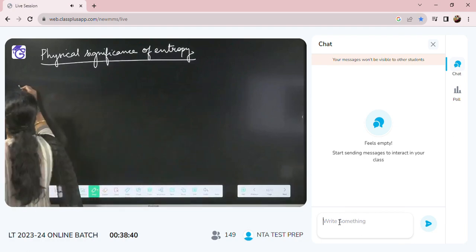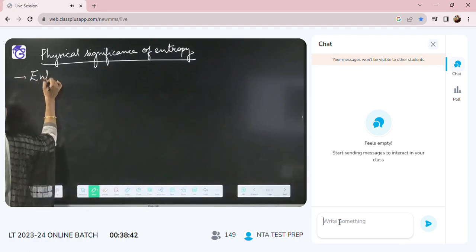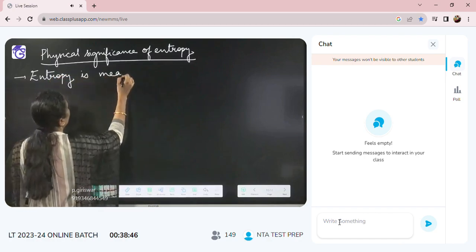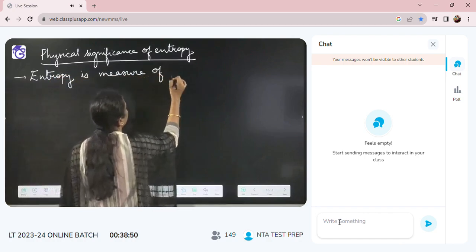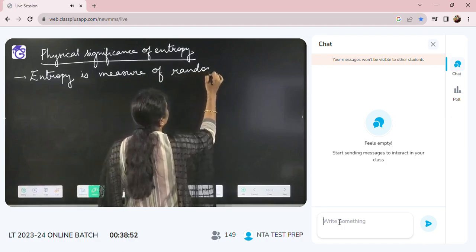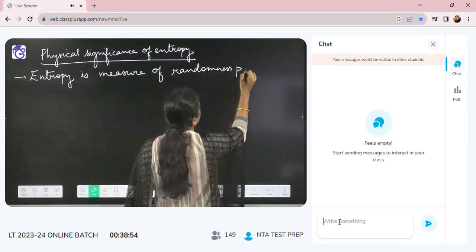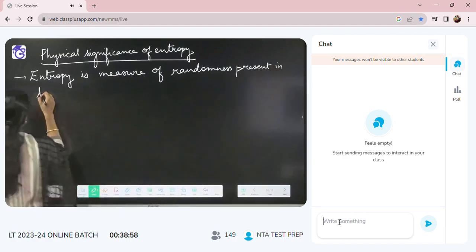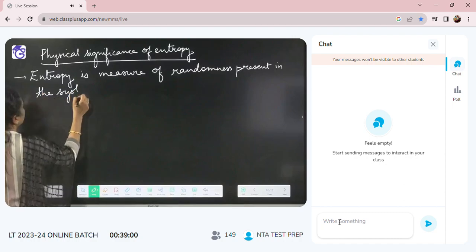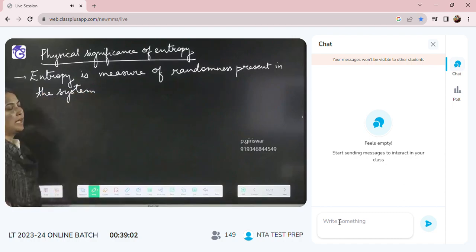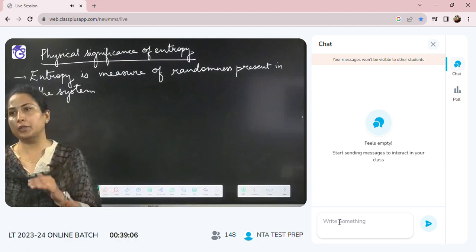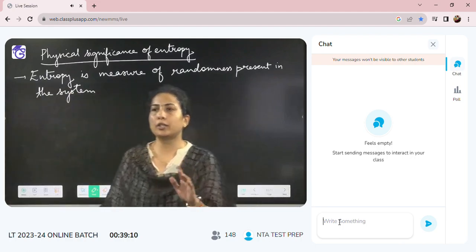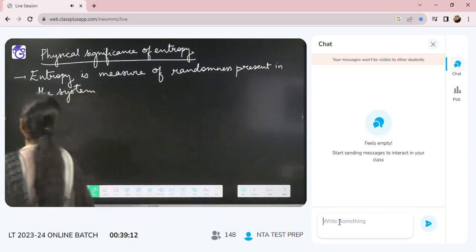So let us write down a certain thing here. Entropy is the measure of randomness present in the system. And I'm going to tell you a few points here which will definitely help you in predicting whether entropy is going to increase or decrease in the given scenario.